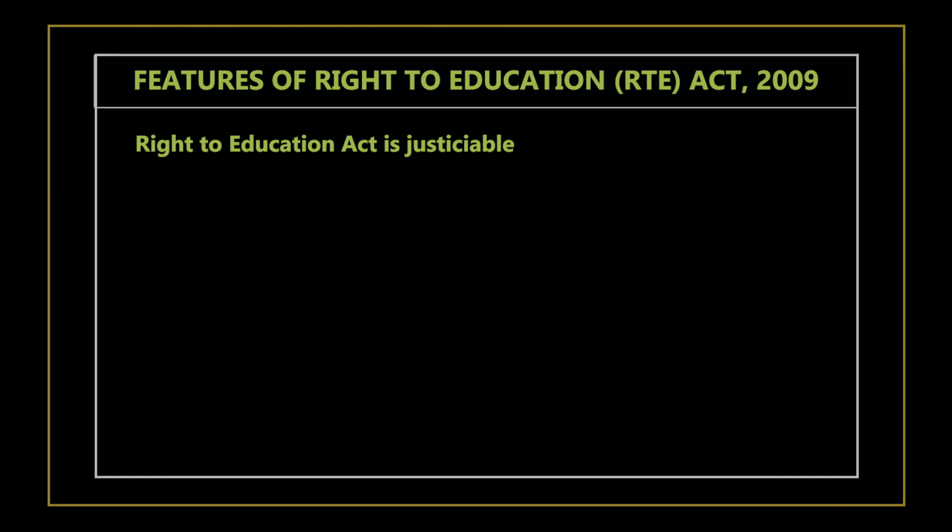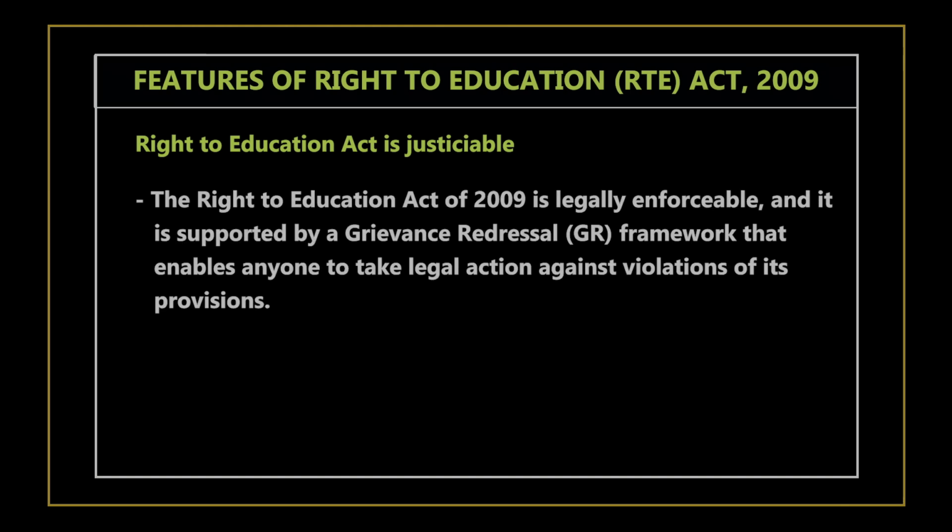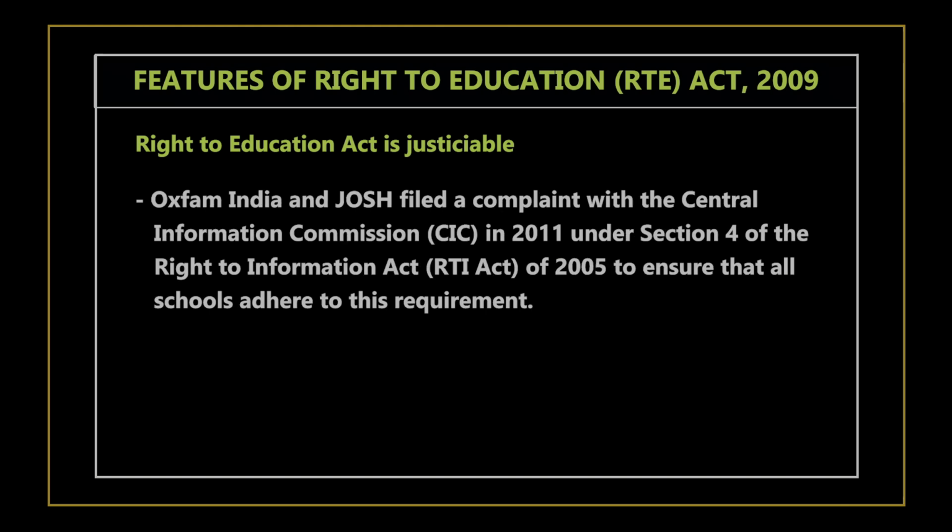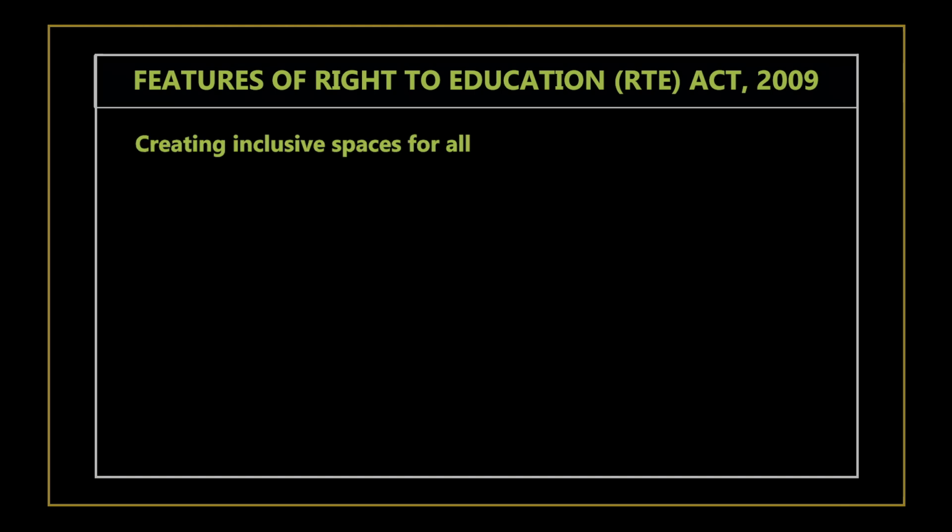Right to Education Act is justiciable. The Right to Education Act of 2009 is legally enforceable and is supported by a grievance redressal framework that enables anyone to take legal action against violation of its provisions. Oxfam India and Josh filed a complaint with the Central Information Commission in 2011 under Section 4 of the Right to Information Act of 2005 to ensure that all schools adhere to this requirement.